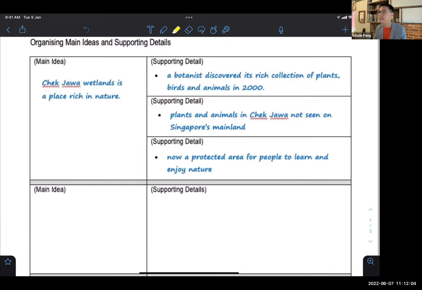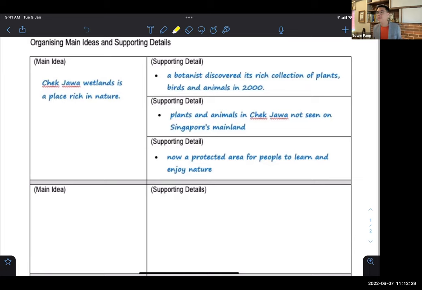So whenever you are reading any information text, it's always good to have this in mind. What's the main idea? If I had to put a title to what I'm reading, what would that title or main idea be? And what are the supporting details that go into giving me more information about that title? Is everybody clear about main idea and supporting detail? That's all I'm going to teach you today. Is it easy to understand?